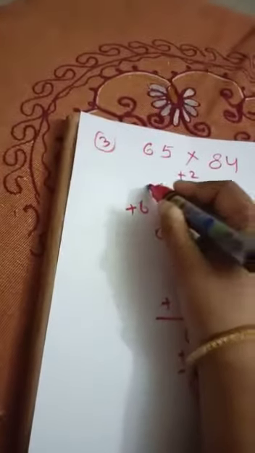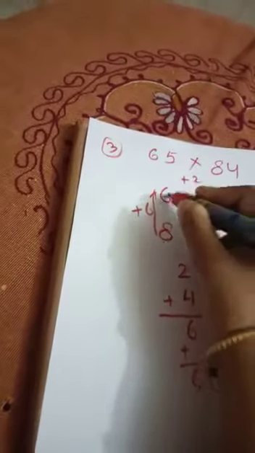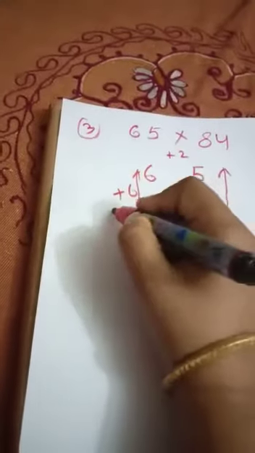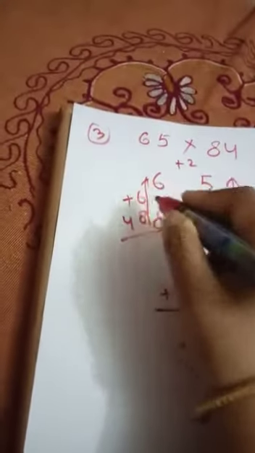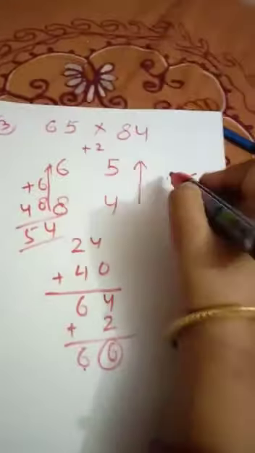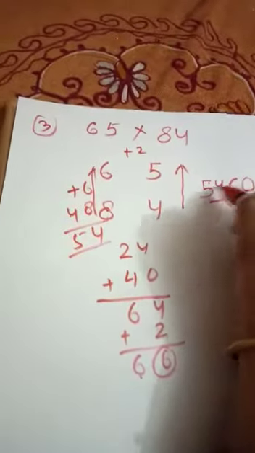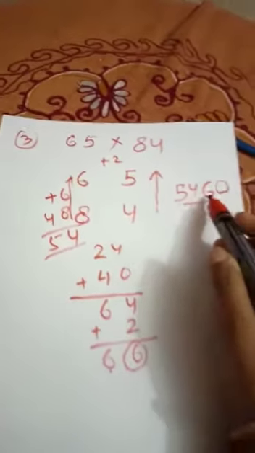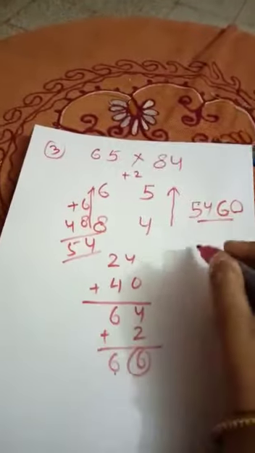Now multiply this 8 and 6, or 6 with 8. 6 8s are 48. Add with 6 plus 8, 14, 4, 1 carryover, 4 plus 1, 54. So I am writing here 5, 4. So this is the answer, 5460. So let's check it.